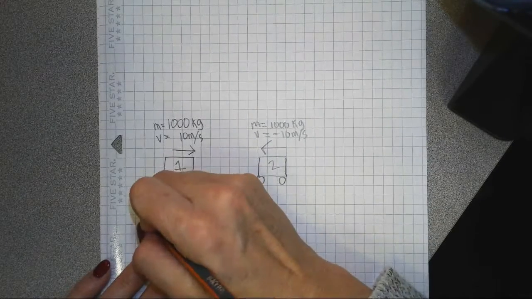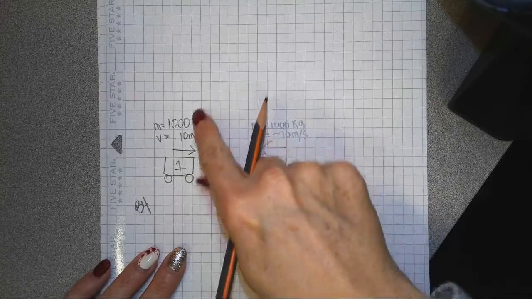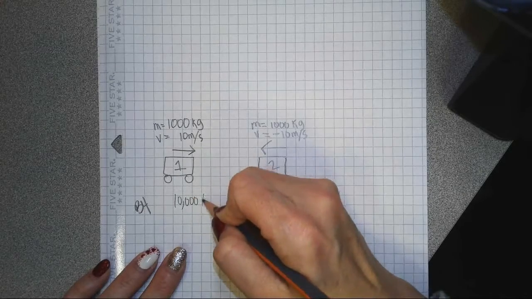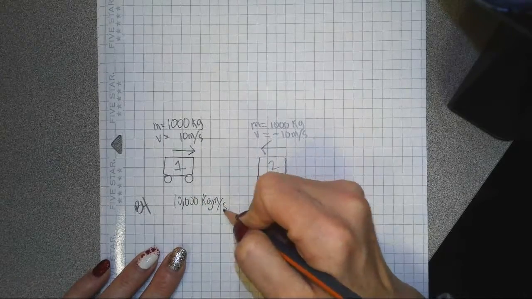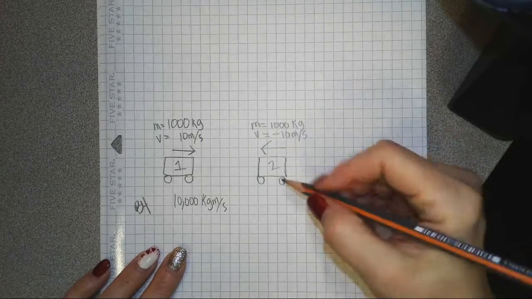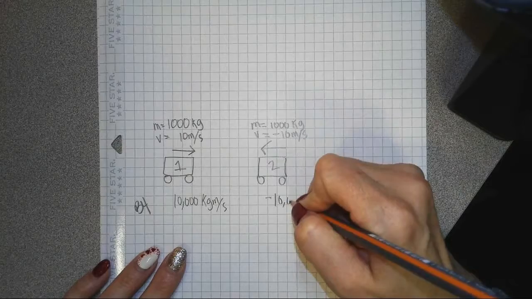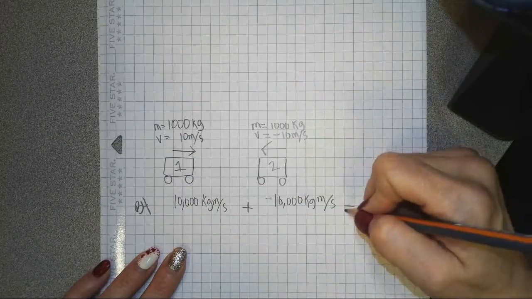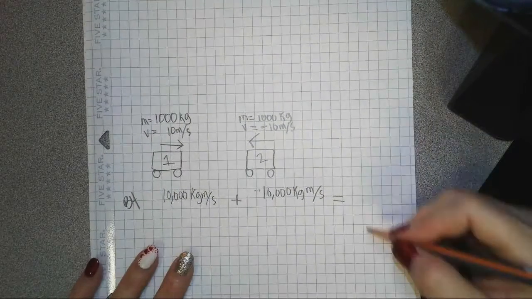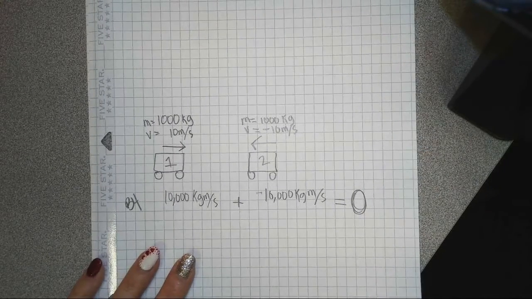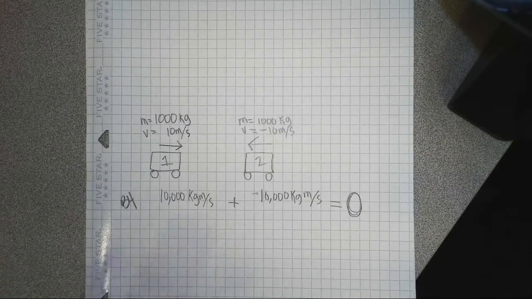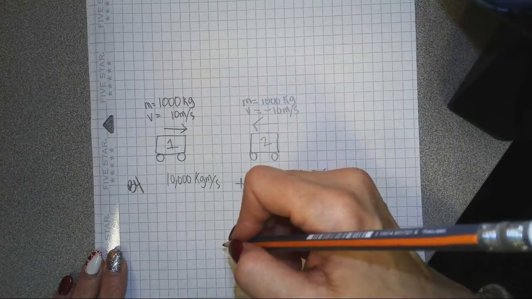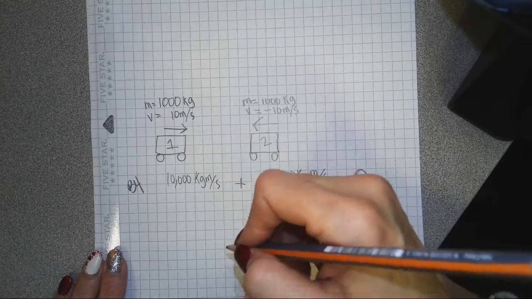Before the collision, we have 1,000 times 10, 10,000 kilogram meters per second. And then we have 1,000 times negative 10, negative 10,000 kilogram meters per second. So the net momentum or total momentum before the collision is actually 0. Even though that might seem weird, they cancel each other out. After the collision, this is a totally inelastic collision.